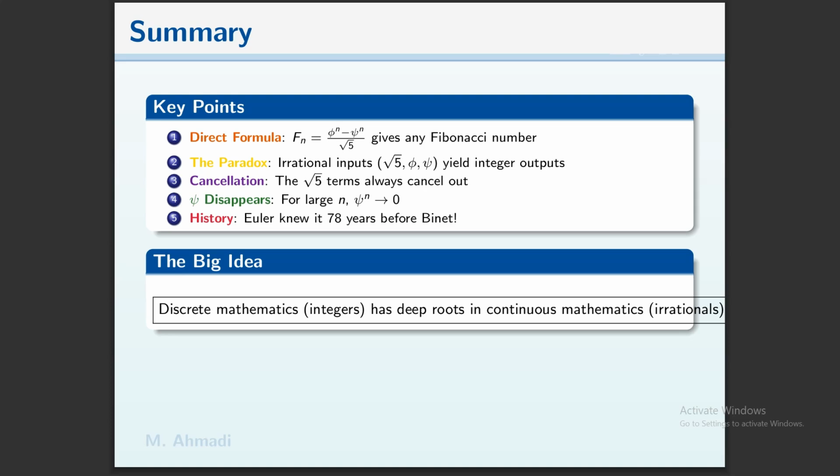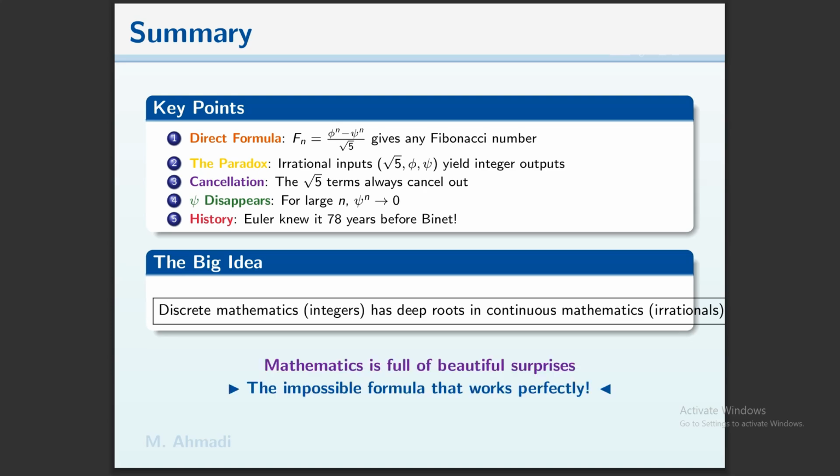So the main idea of this presentation is the relation between integers and irrational numbers: how integers can generate irrational numbers, or irrational numbers can generate integers. Actually, mathematics is full of beautiful surprises. The impossible formula that works perfectly.